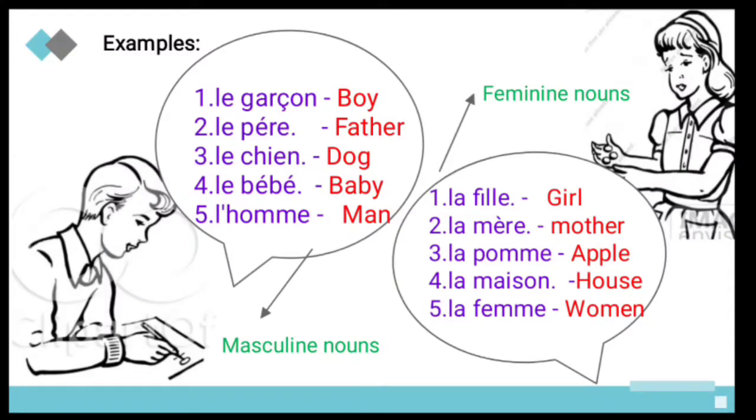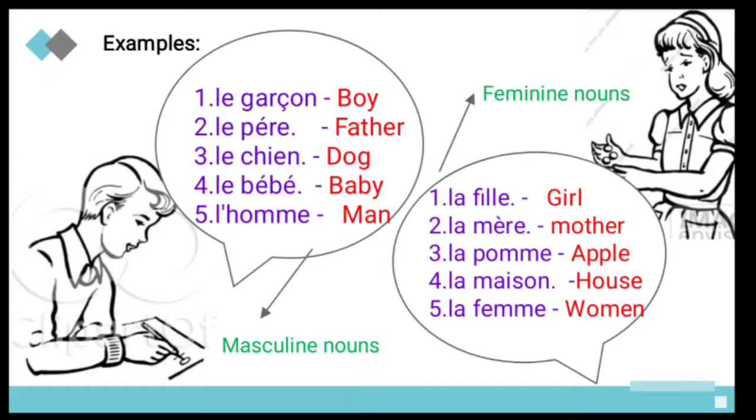L'homme, man. The noun begins with a vowel, here the h is a mute h, so we have to put what? L apostrophe there. So le garçon, here one accent is there, that is a cédille. And second, an accent aigu. And third, no accent. And fourth, an accent aigu. And fifth, a punctuation sign, the apostrophe. So these are the masculine nouns.